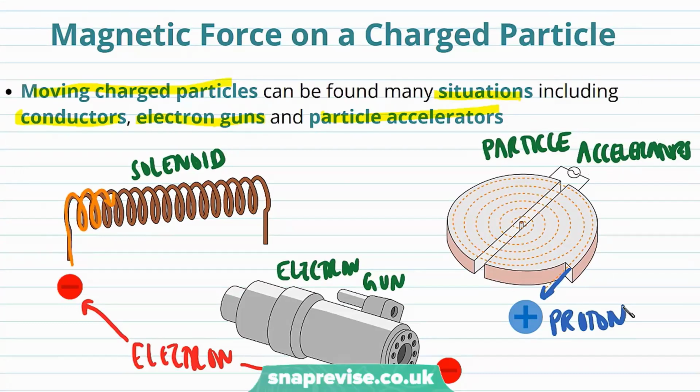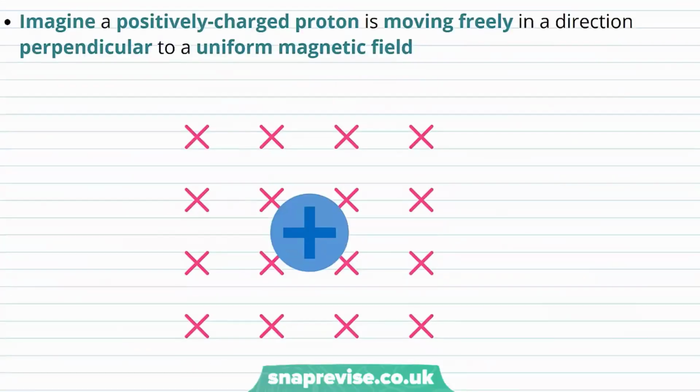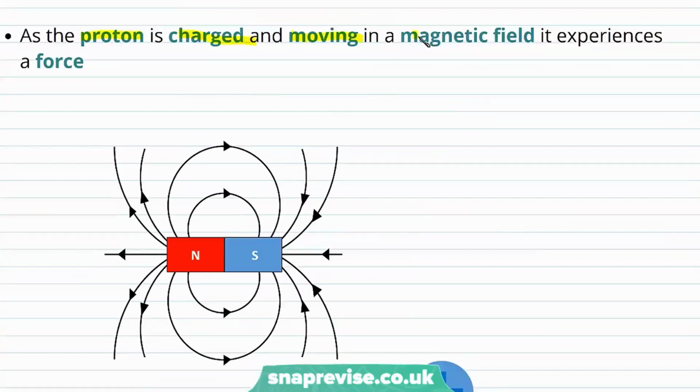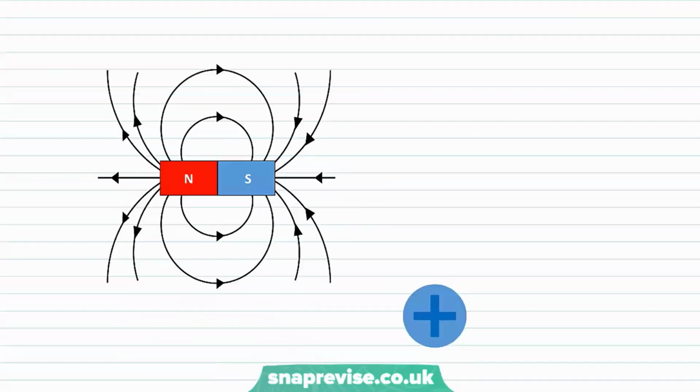From our understanding of conductors, in the next few videos we're going to build a knowledge of the forces on single charged particles in a magnetic field. Let's start by imagining a positively charged proton moving freely in a direction perpendicular to a uniform magnetic field. So our uniform magnetic field is pointing into the plane of the paper, and the proton is moving perpendicular to it. As the proton is charged and moving in a magnetic field, it experiences a force. So say the proton is moving in the magnetic field created by a bar magnet. It's going to experience a certain force on it.